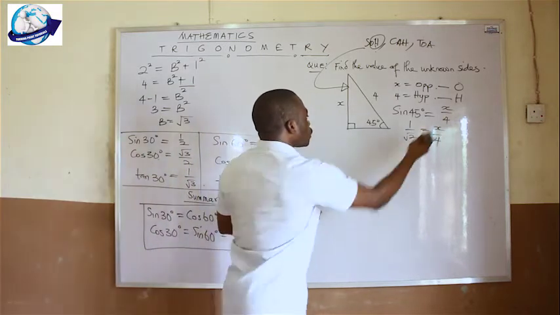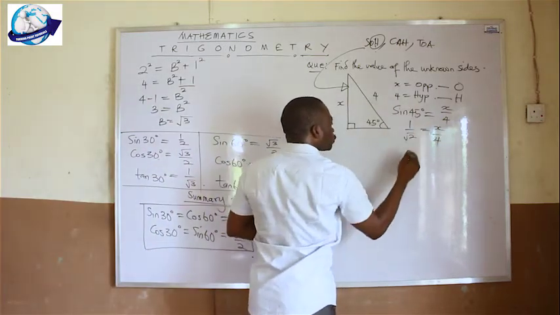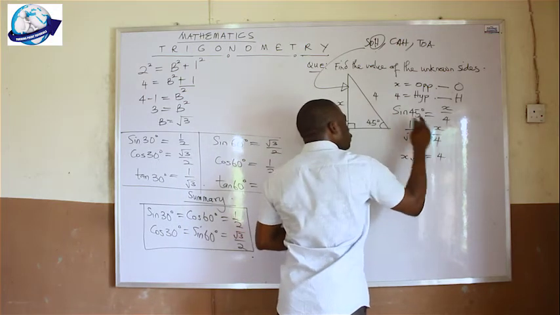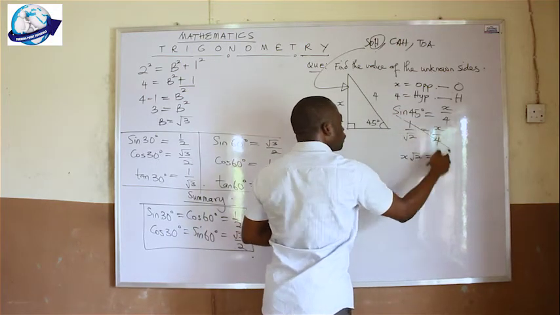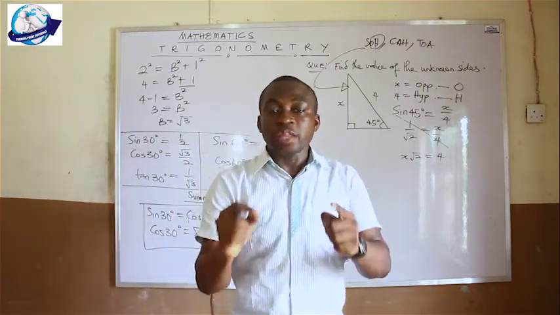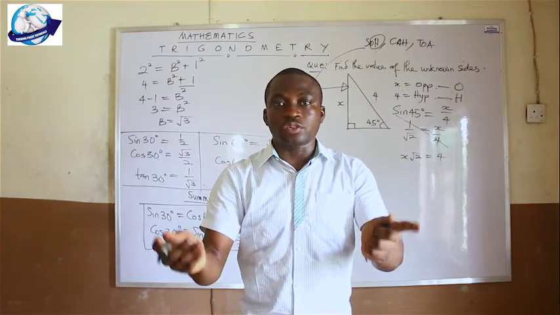So you go this way. Cross multiply. 4 times 1, x times root 2. So this will give you what? x root 2 is equal to 4 times 1, which is 4. You're looking for x, right? You divide both sides by root 2. Clear it off and get x.